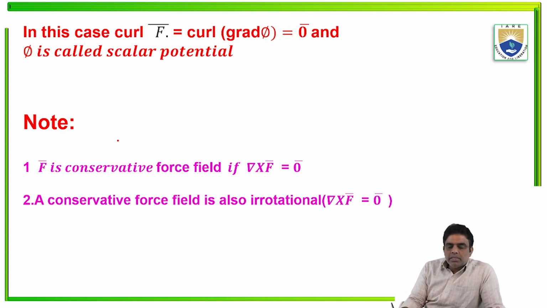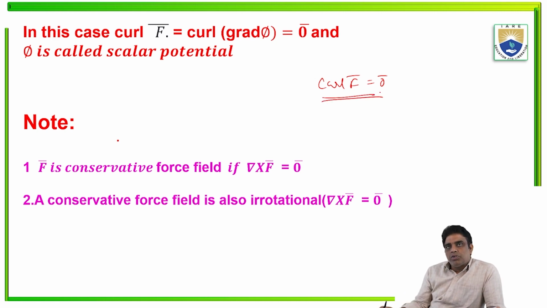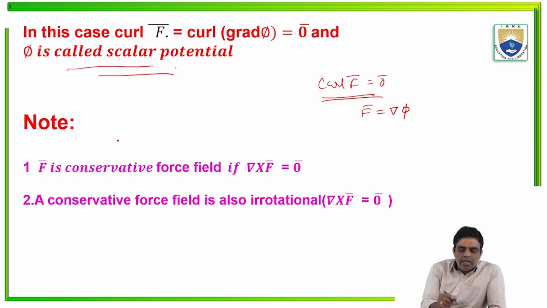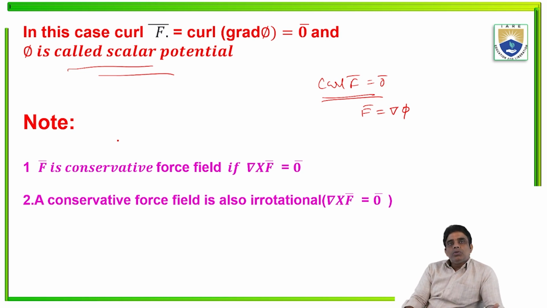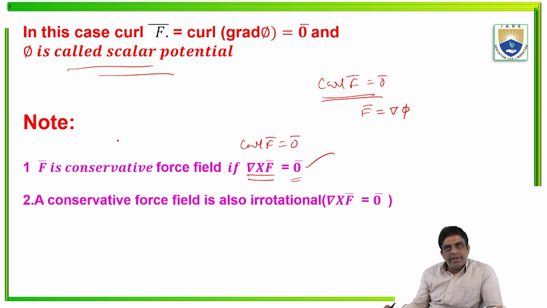So to show that the vector field F bar is conservative, it is sufficient to show that curl F bar is equal to 0 bar. If curl F bar is equal to 0 bar, then there exists a scalar potential phi such that F bar is equal to grad phi, and phi is called a scalar potential. So if F bar is a conservative force field, del cross F bar, curl F bar is equal to 0 bar. Then F bar is said to be conservative force field.